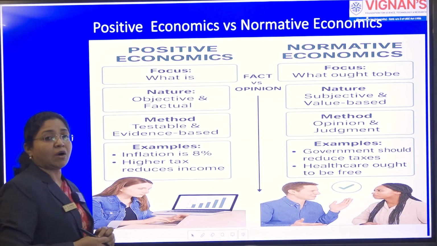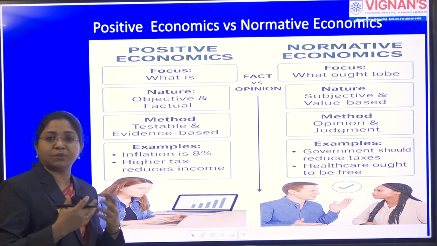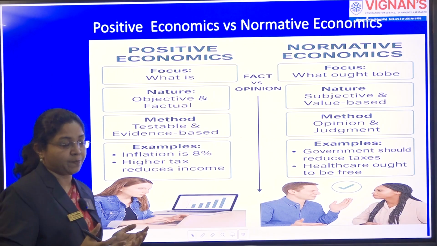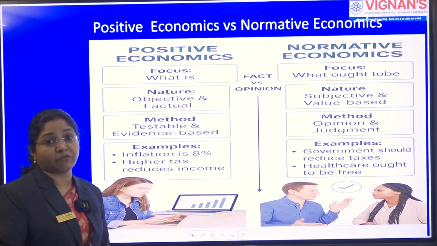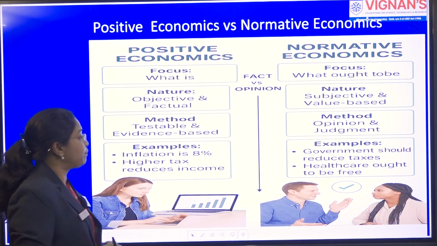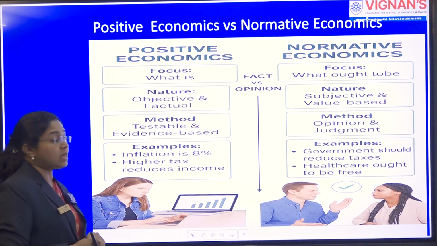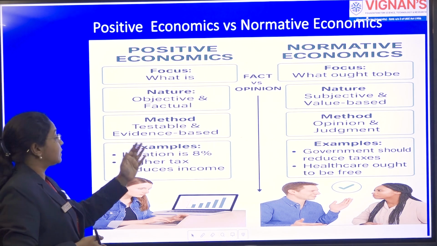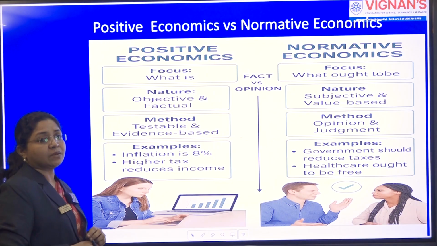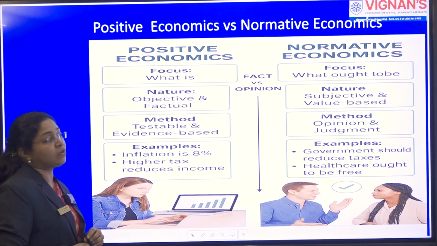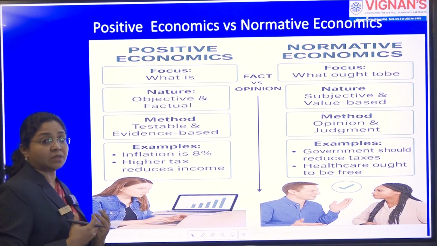Then the nature of positive economics is objective, without any bias, without any prejudice, without any judgment. Normative economics is subjective, value based, opinion based. The method for positive economics is that it is testable, evidence based, fact based, and the method we apply in normative economics is opinion. We use our opinion, we use our judgment.